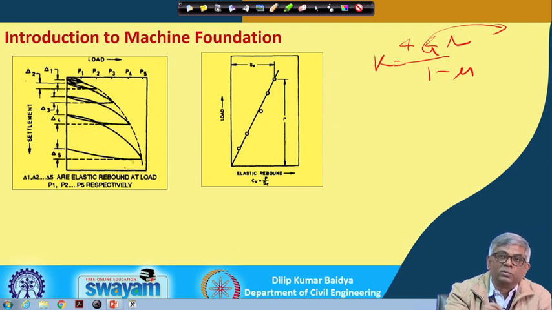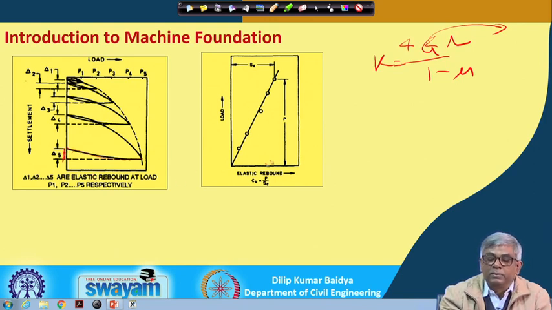If I do a load versus settlement test with loading and unloading, when a load P1 is applied and then removed, it will not return to the original position; there will be some final deflection delta 1. So the final deflection delta 1 corresponds to P1, and similarly delta 2, delta 3, delta 4 for the other loads. The rebound is here, and whatever rebound takes place is the elastic settlement.